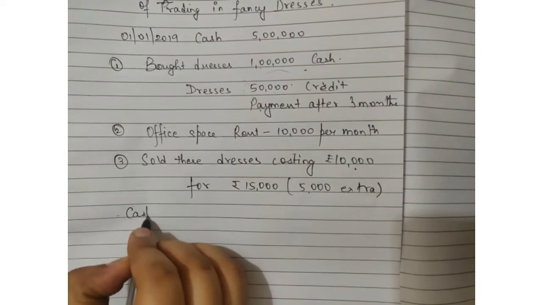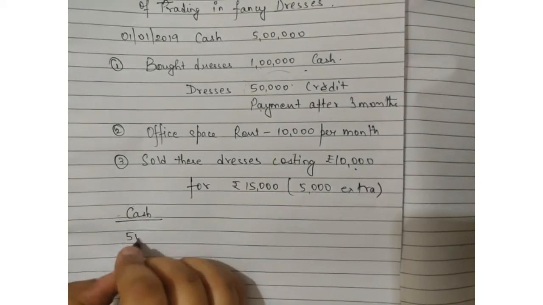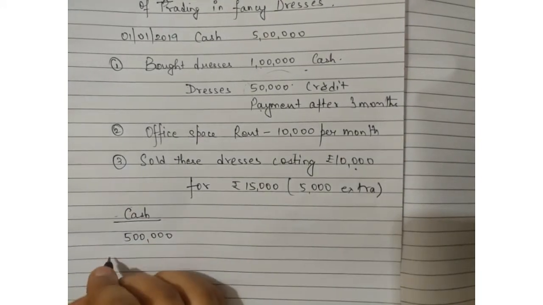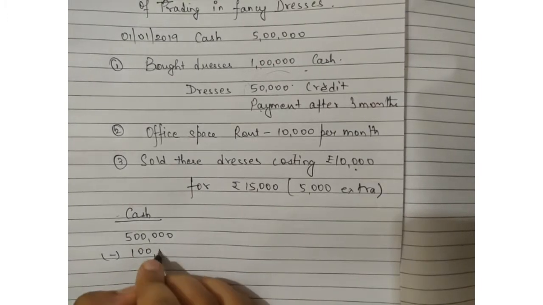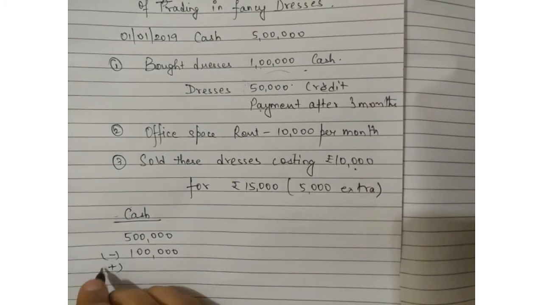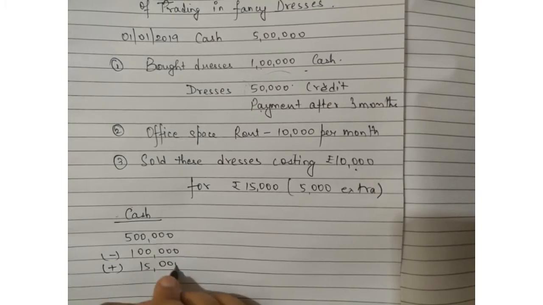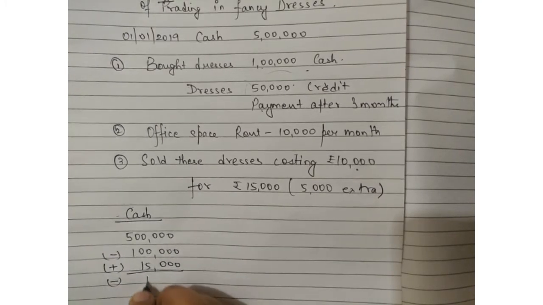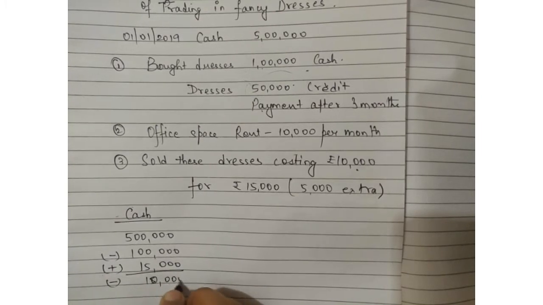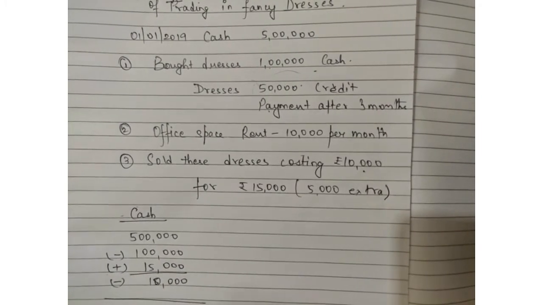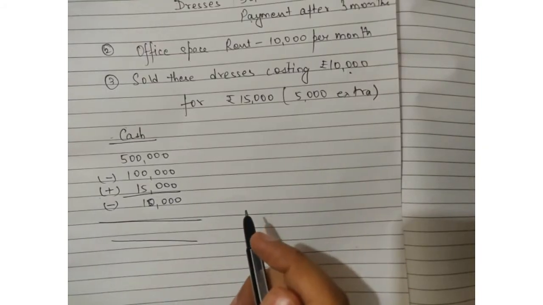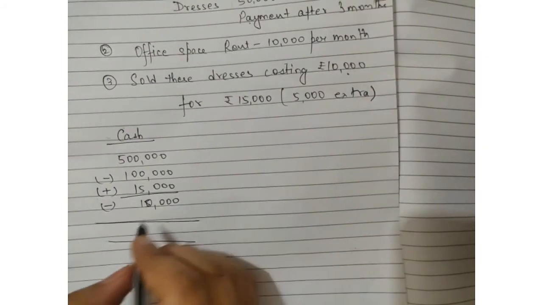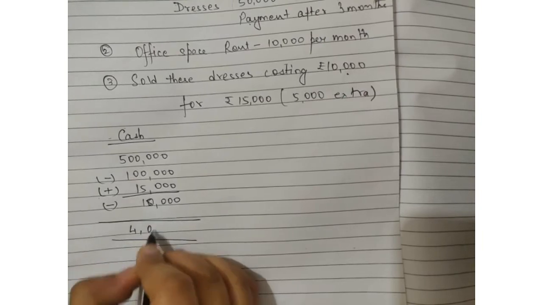So for now he has cash. He had brought in 5 lakh from his pocket. With 1 lakh rupees he bought the dresses and he sold 10,000 rupees clothes for 15,000 rupees. So he received 15,000 cash. Also, he paid a rent of 10,000 for the month. So, he had a cash balance of 4 lakh 5,000.